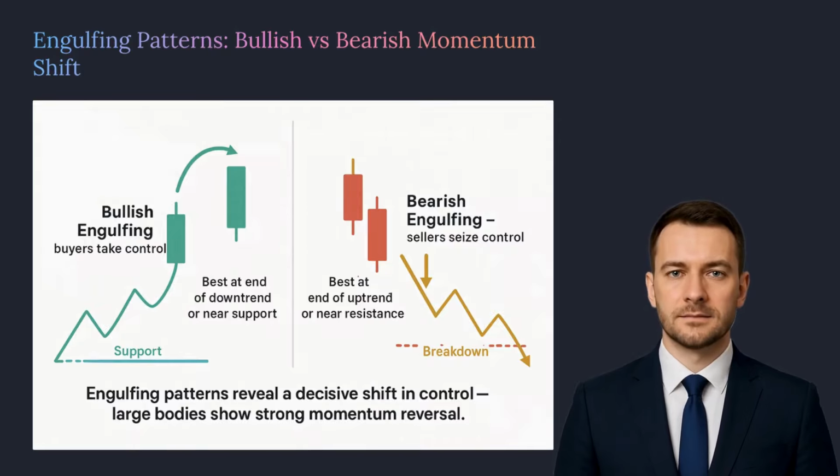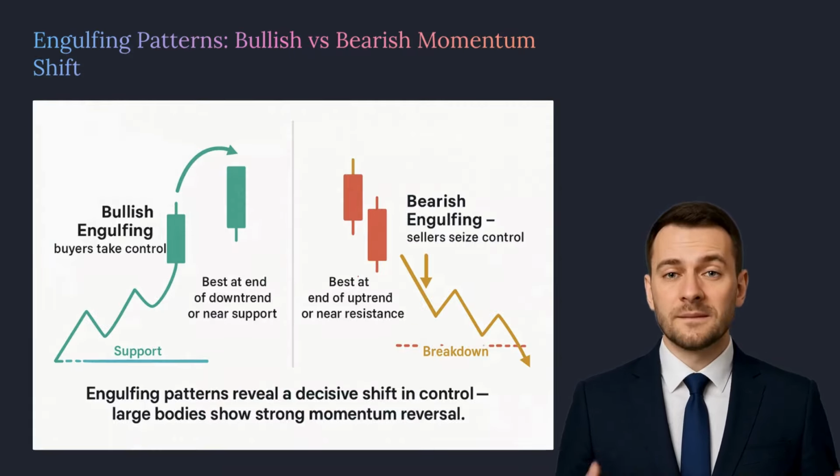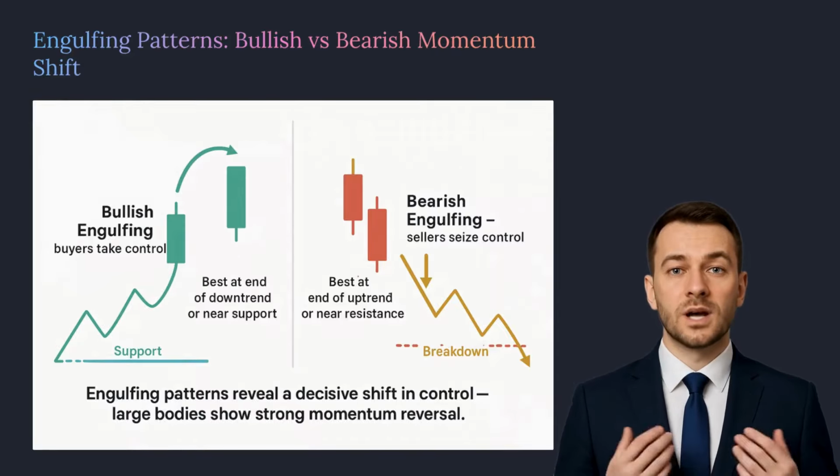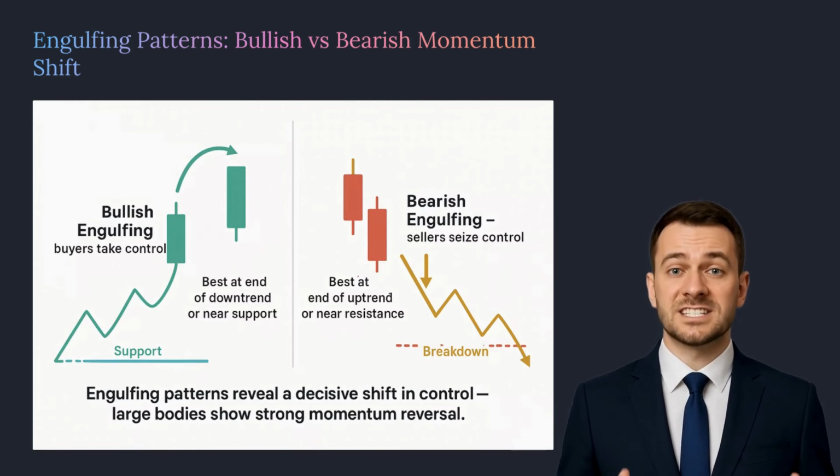Engulfing pattern. An engulfing pattern is a two-candle reversal signal. It comes in bullish or bearish forms. A bullish engulfing occurs in a downtrend or near support. A down candle, usually red, is followed by a larger up candle, green, that completely engulfs the previous candle's body. This indicates a sharp swing from selling to strong buying. The second candle's buying pressure engulfed the prior selling.